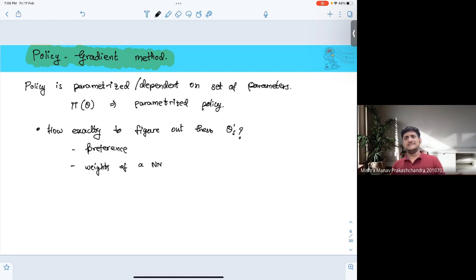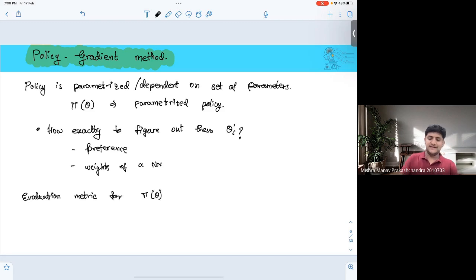Now once I have my policy pi, I need to look for some evaluation metric for my pi of theta, which is my policy. This evaluation metric is something we'll call eta. This eta of theta measures the goodness of particular parameters. So what could be one way to evaluate a policy theta? Any idea?